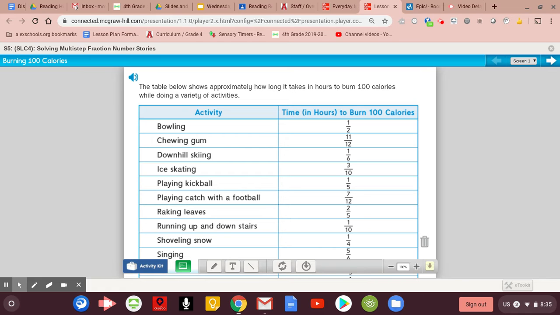So for this, like I said in my last video, you have this same chart, has a couple different numbers and a couple different activities on it compared to the last one, but it is overall the same. It is showing how many hours or how much time it takes to burn 100 calories. So we are going to use this to solve our problems. I know our next problem is on playing kickball, so I'm going to take a peek at playing kickball here, and I notice it's 1/5 of an hour to burn 100 calories.